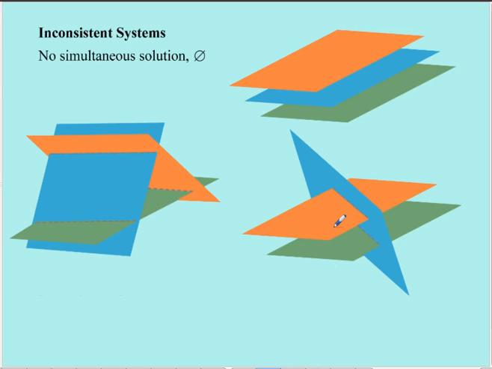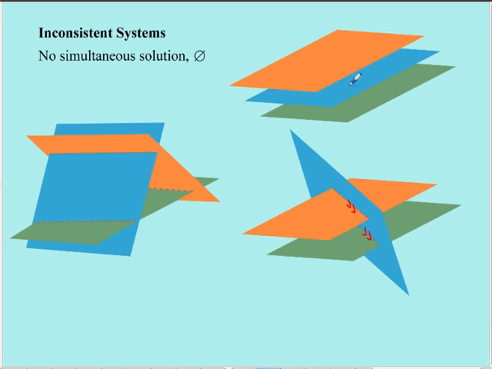Here is the second one I mentioned, where we have two planes that are parallel but distinct. That's the orange and the green. And then the blue slices across each of those two planes, resulting in the blue-orange intersection line and the blue-green intersection line. But again, those two lines are parallel to each other, and so there is no point or line of intersection, no intersection at all.